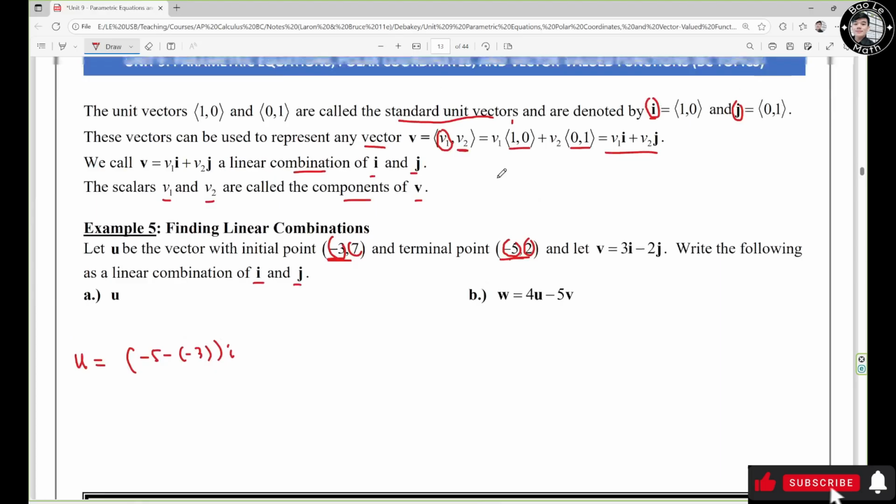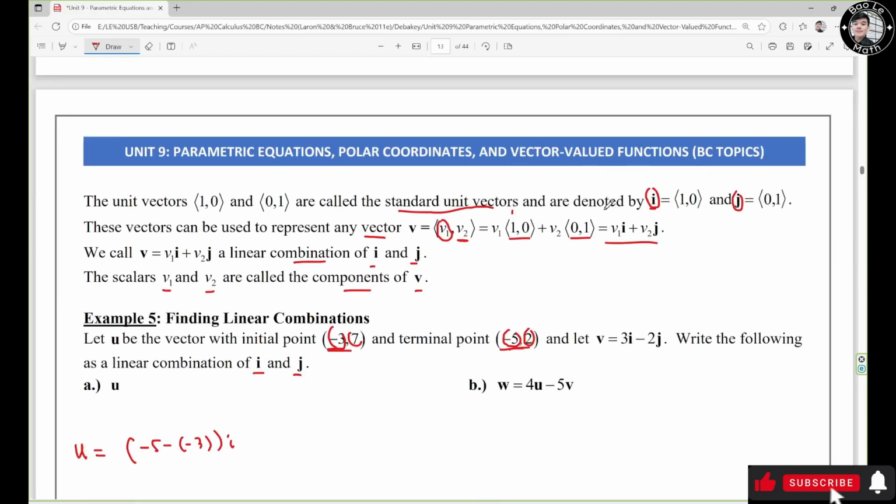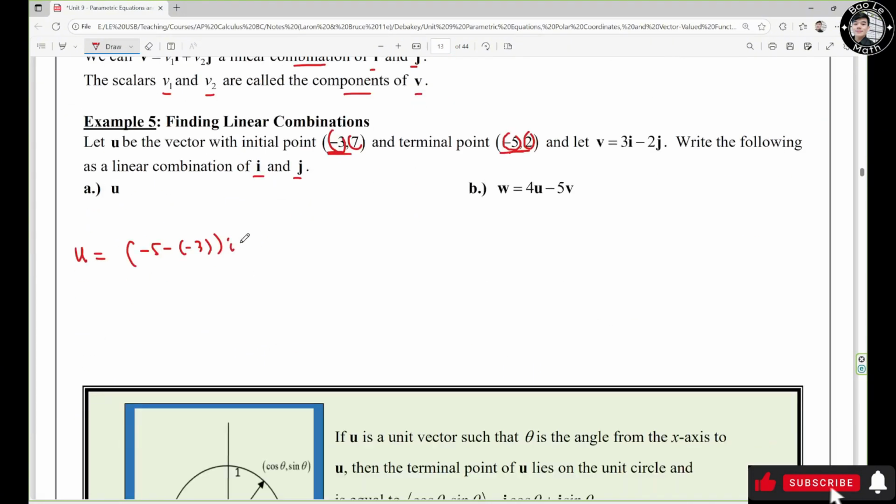Look, it's going to be like this, right? Plus, similarly, 2 subtract 7, right? And this one should be j. Now we're going to simplify. So this guy turns out to be negative 2i minus 5j. Done, right?